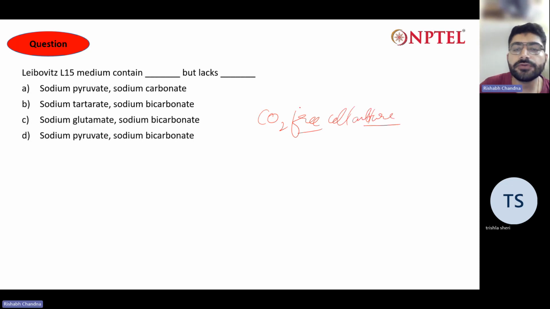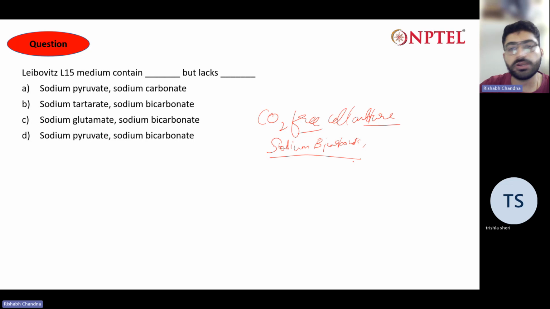Okay, so how can we do it? We have different buffering compounds that help in buffering of the cell culture system. We cannot use CO2 cylinders for growing the cells. So here we add sodium bicarbonate, glutathione, and all those things that help in the buffering action inside the medium.